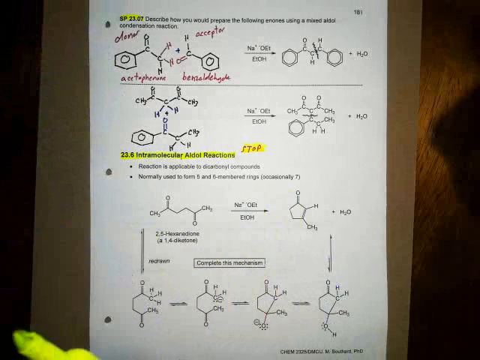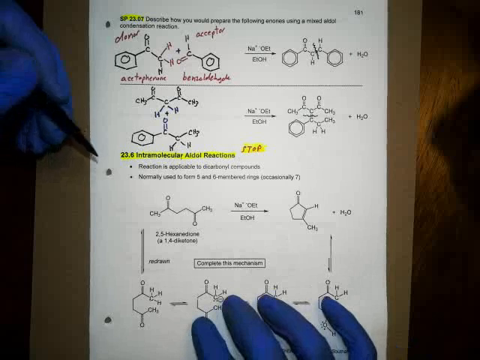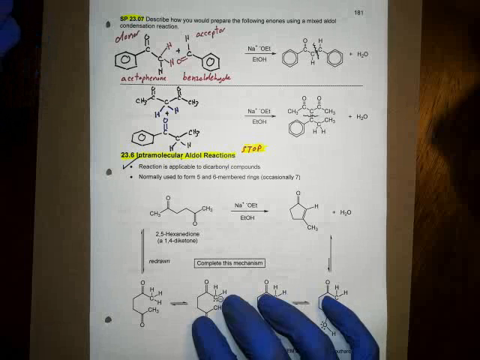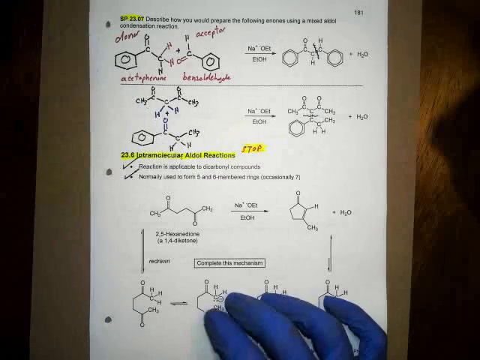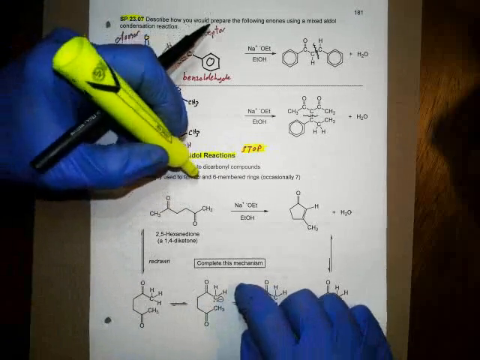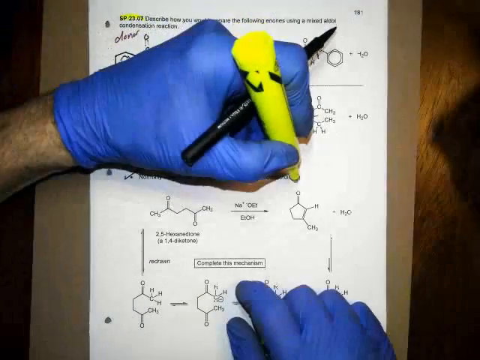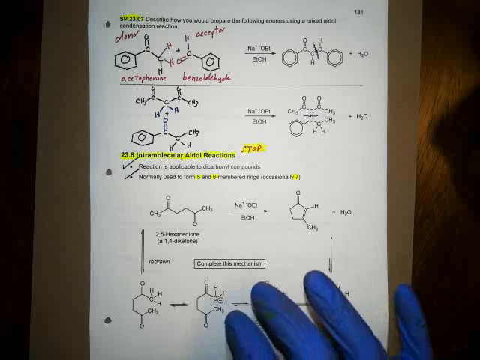The ones that you were looking at were intermolecular, between two separate molecules. These are intramolecular, within the same molecule. Now this reaction applies to dicarbonyl compounds, species with two carbonyls obviously. And normally it's used to form 5- and 6-membered rings, okay, because those rings are pretty stable. They don't have a lot of strain in them. Occasionally you'll see 7, and sometimes even other numbers, but let's pretty much restrict it to 5, 6, and occasionally 7-membered rings, because they don't have a lot of strain.